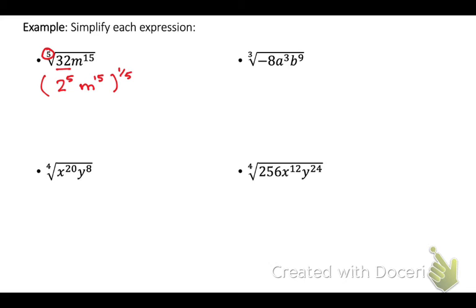Yep. So if you remember your exponent rules, we have to distribute this in, don't we? So 1/5 of 5 is what? 1. So that's 2 to the 1st, right? And then 1/5 of 15 is 3. So did I have any leftovers? No, because 5 went into both of those numbers evenly. If I had any leftovers, they'd still be in the 5th root, wouldn't they? So that's the answer.